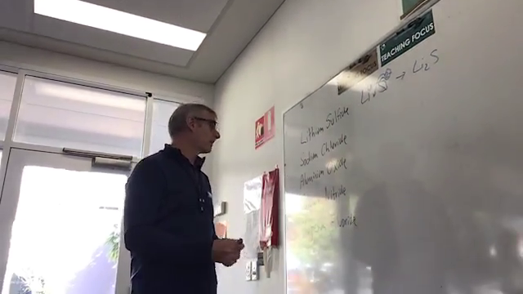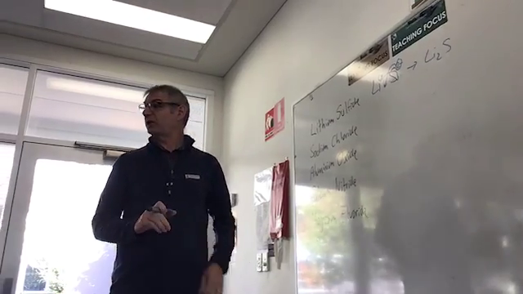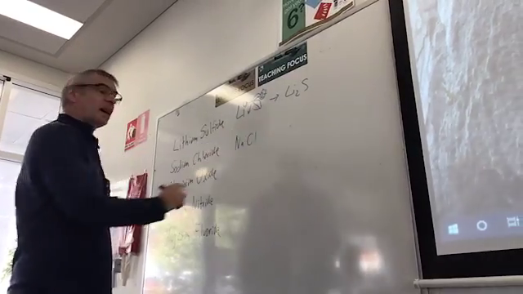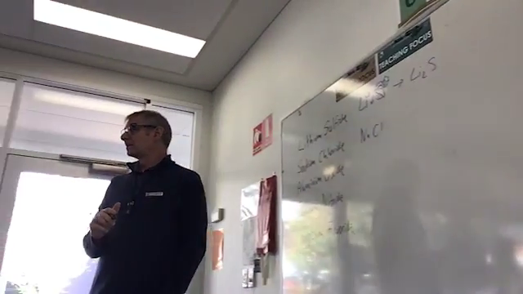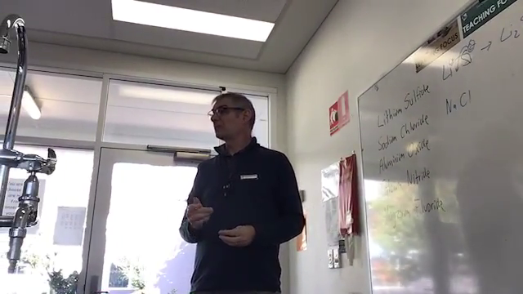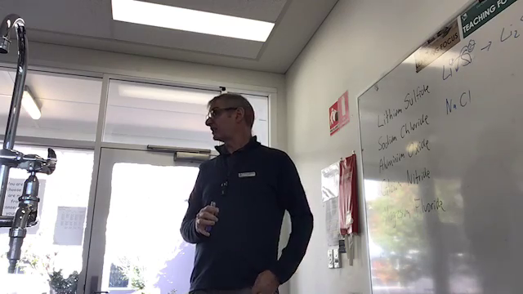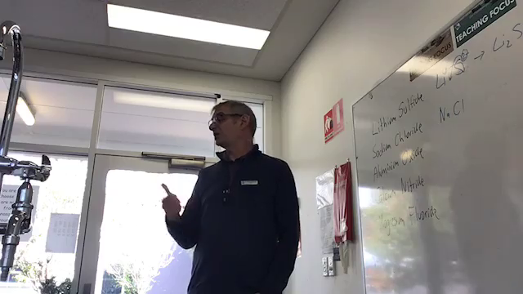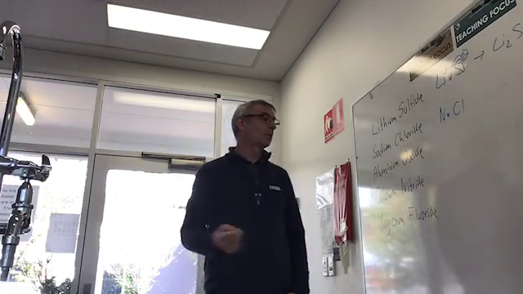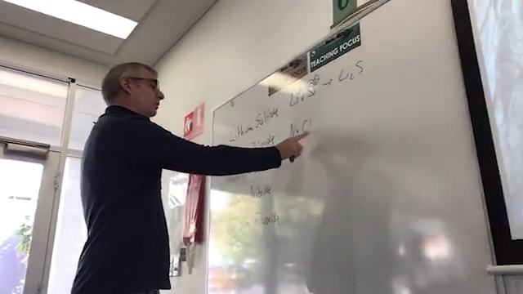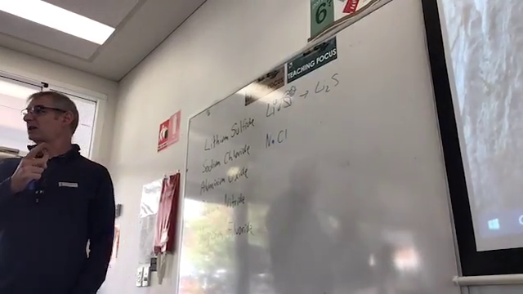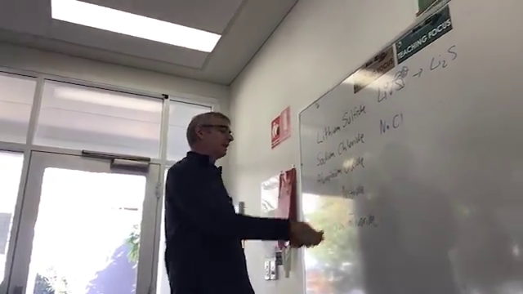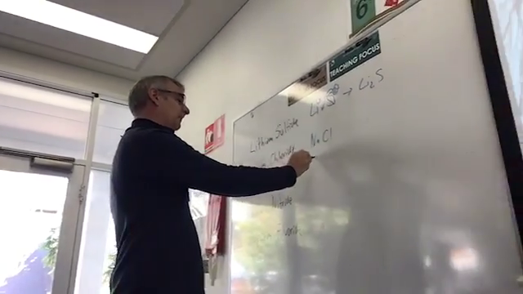Sodium chloride. What's the symbol for sodium? And what is it for chloride? What's the charge on sodium? Sodium's +1. It's in group 1, so it's +1. What's the charge on chloride? It's in group 17, so it's -1. A -1 and a +1, they balance each other out, so we're done. NaCl.